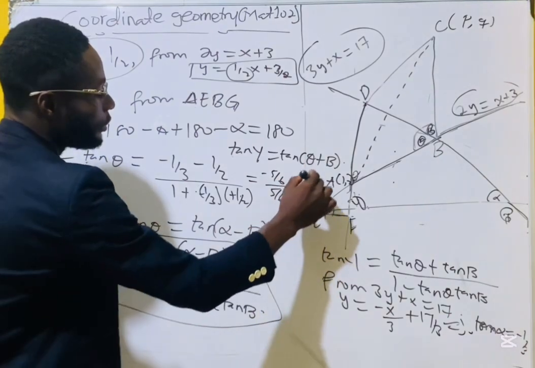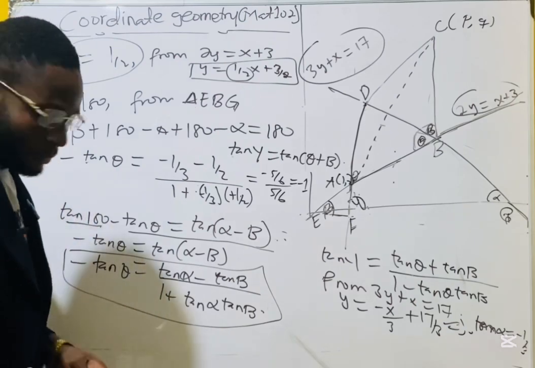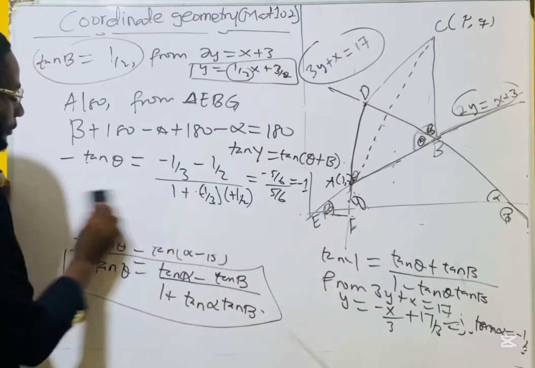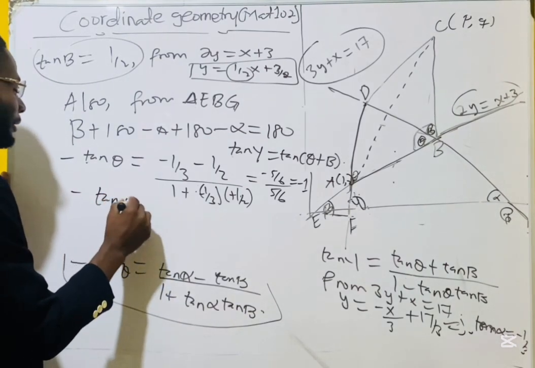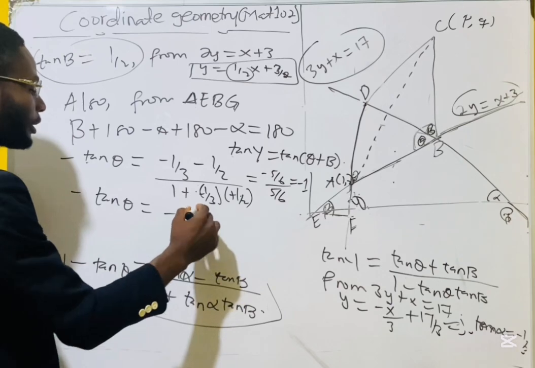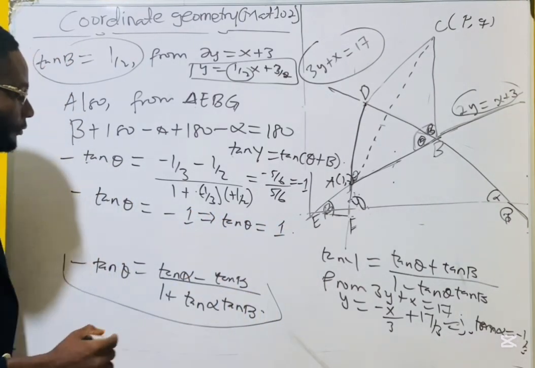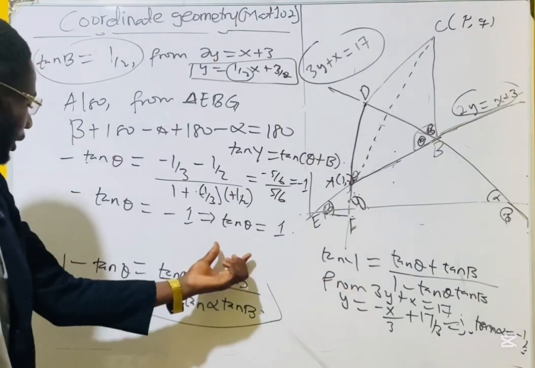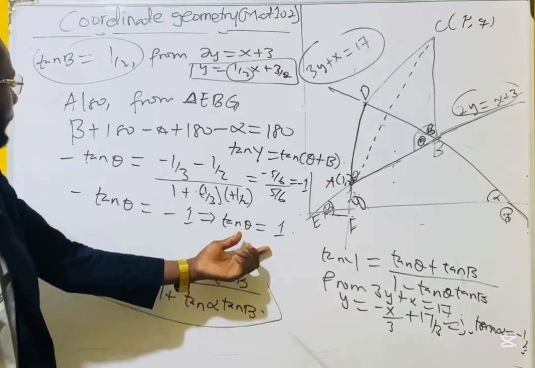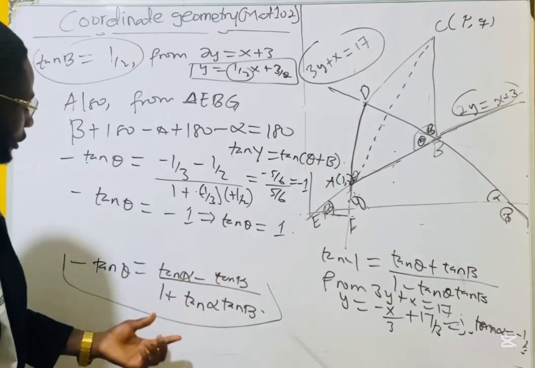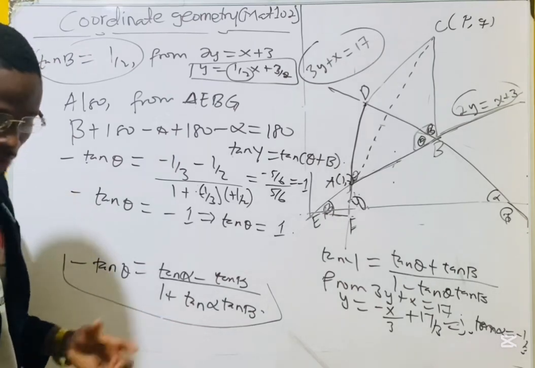And this is equal to -1, right? So we can say that minus tan theta is equal to -1. So this implies that tan theta is equal to what? +1. Okay, so once we have tan theta to be +1, what are we going to do? We're going to substitute it here, right? So let's go ahead.